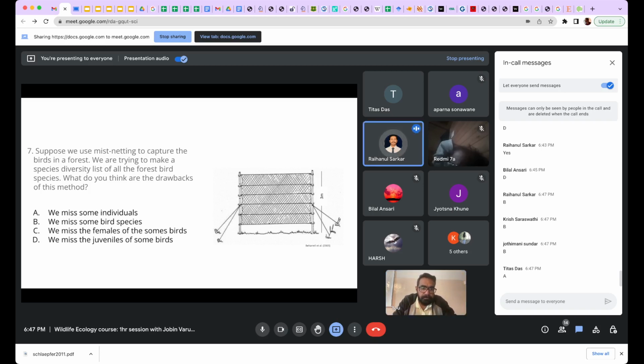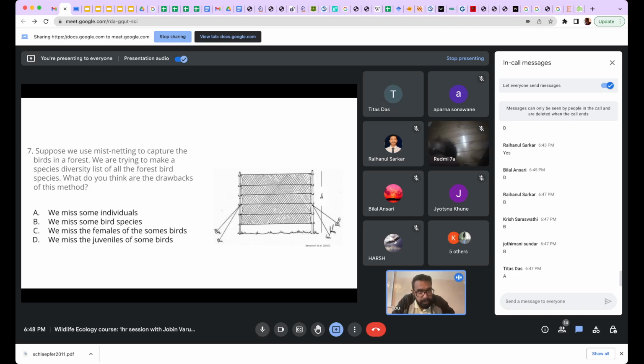So, for example, if some birds like raptors fly very high, I think that they will not get caught in that net. Okay, so Rehanul has made a point. He says that some birds which are flying very high won't be caught in a mist net that is 3 meter tall. Okay.